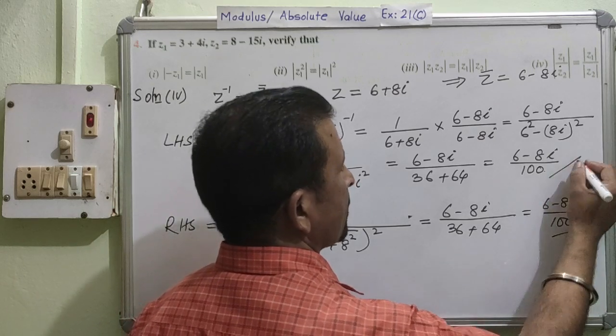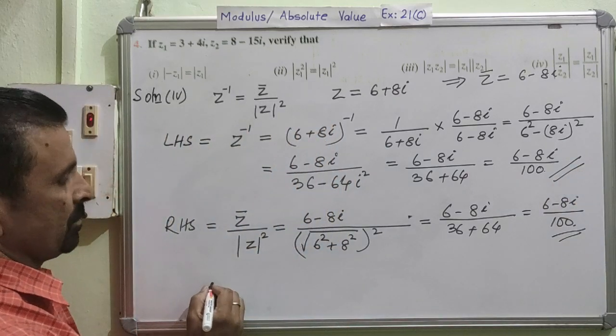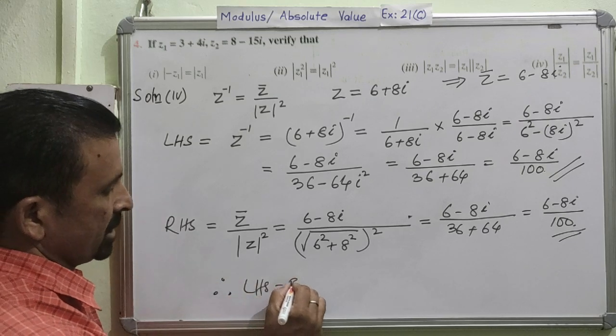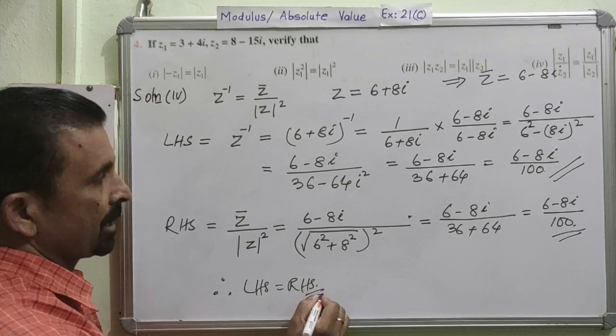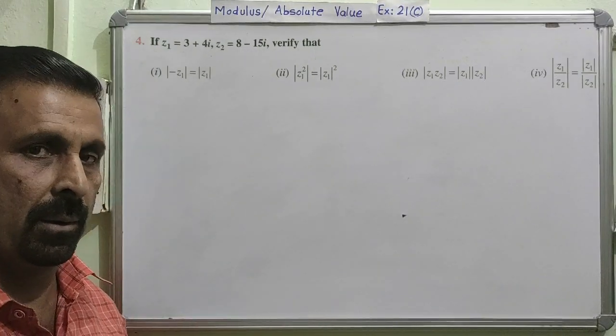We can see here the value of the left hand side and right hand side are both the same. Therefore the statement is proved. We can write, therefore, LHS is equal to RHS. Clear? Thank you.